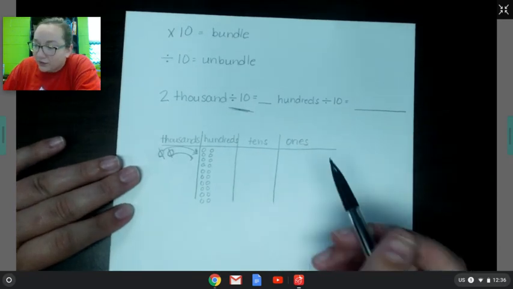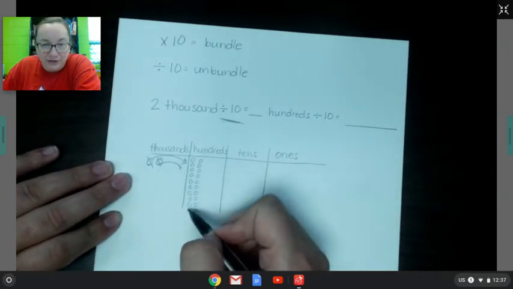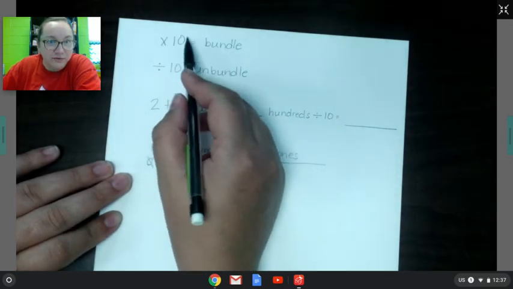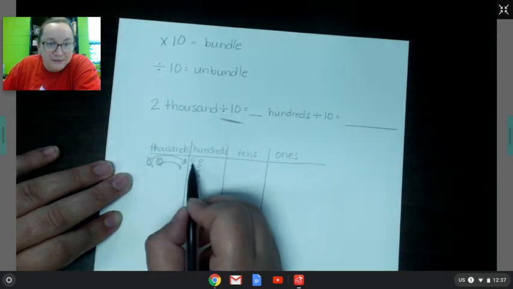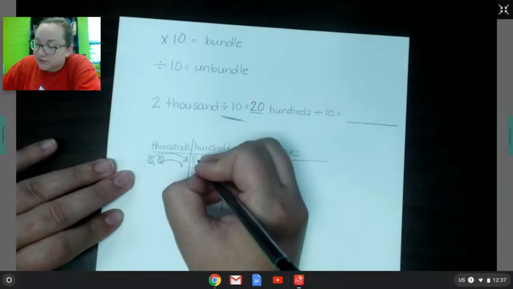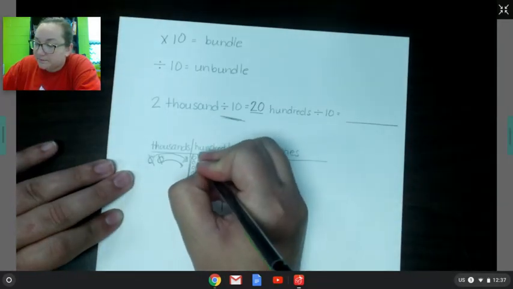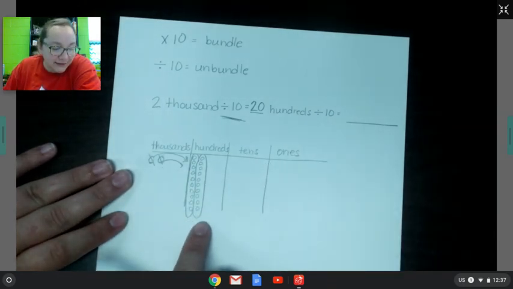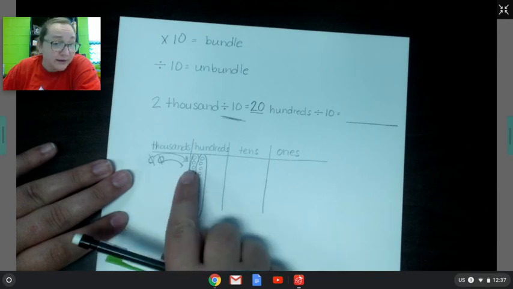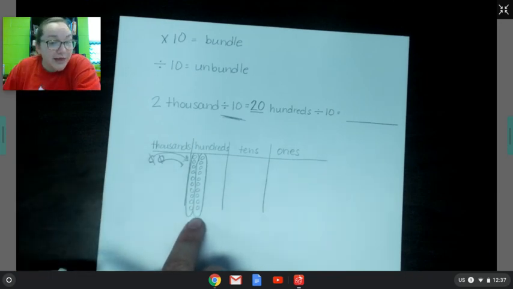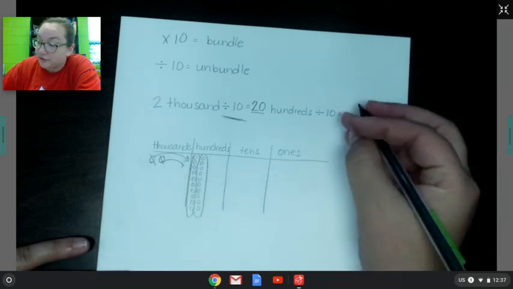So now we have how many hundreds? Well, we know that anytime we bundle, we have 10 of something. So we have 10, 20 hundreds. So these are a bundle. I'm going to go ahead and circle that. Okay. So how many groups of 10 in the hundreds column do we have? Not how many dots, but how many groups of 10? There's 2 groups. So that means that there's 2 hundreds.